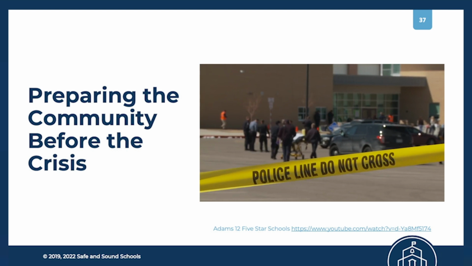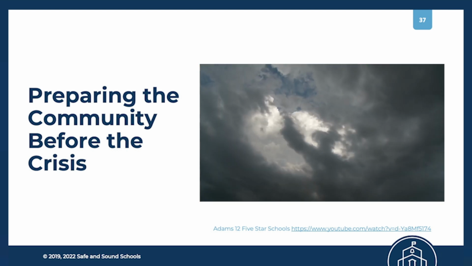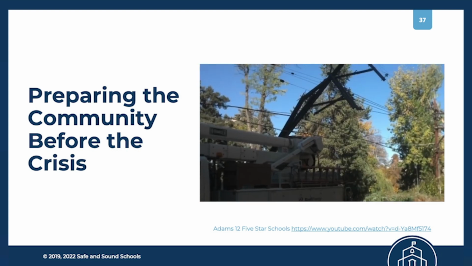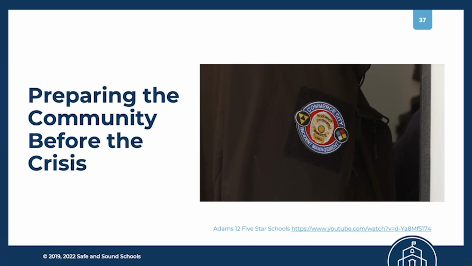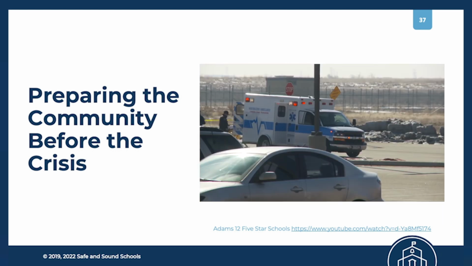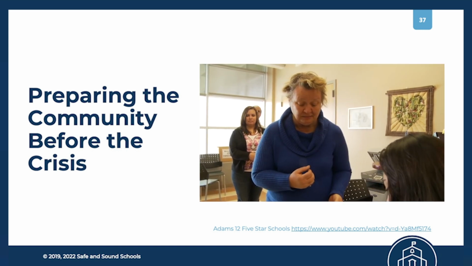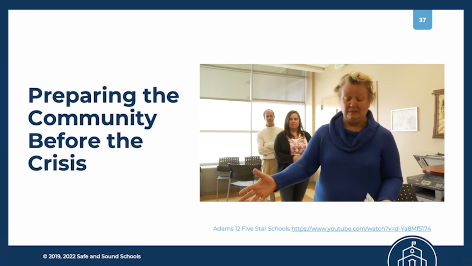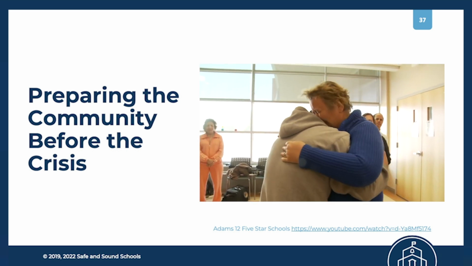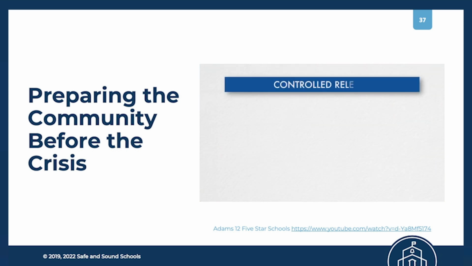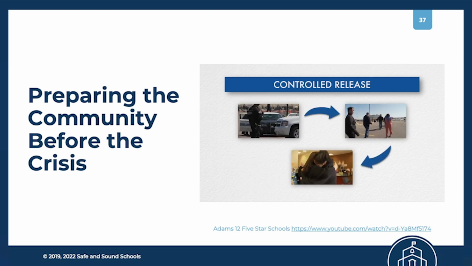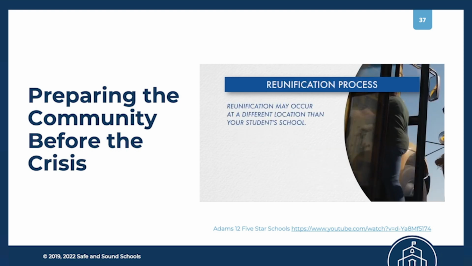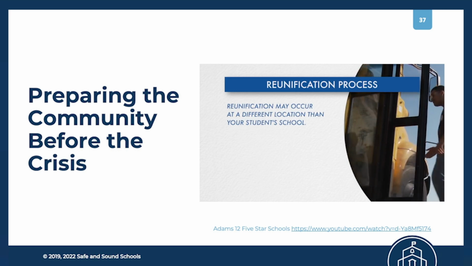A school emergency can take many forms and may be due to weather, a power outage, hazardous materials, or a crisis at or near the school. Circumstances may occur that require parents to pick up their children in a formalized, controlled release. This is called reunification. Because a controlled release is not a typical end-of-school day event, a reunification may occur at a different location than your child's school.